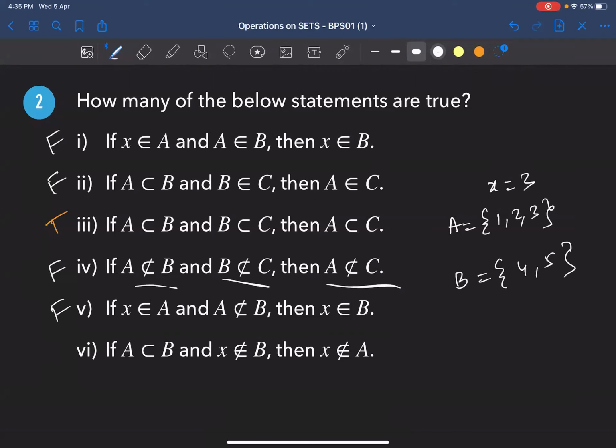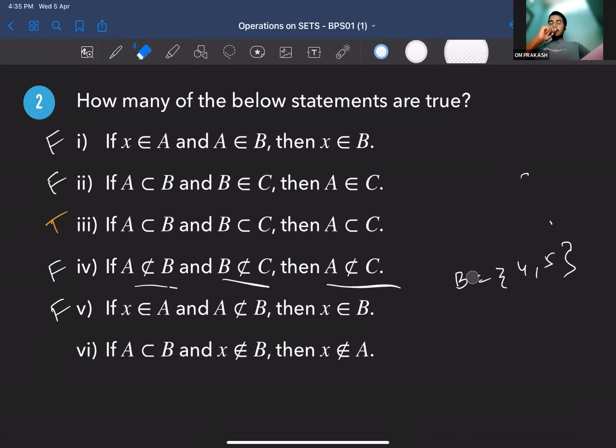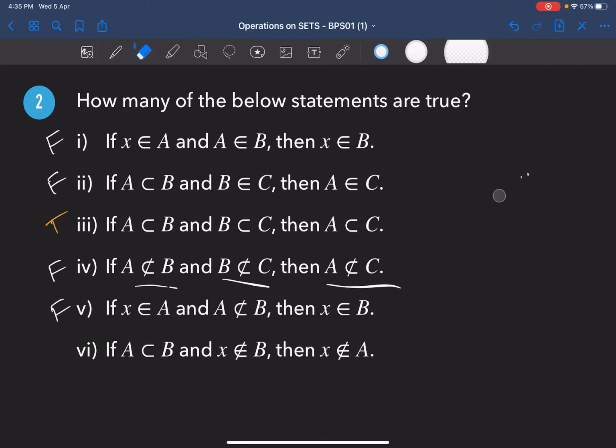Okay, Om, how about the sixth statement? Sir, I guess that is also false. False. Okay. So if A is subset of B, can I say A is contained in B? Yes, sir. And if X does not belong to B, what does it mean? It is not in B. So can it be in A? No, sir, it cannot be. So that means it is true.